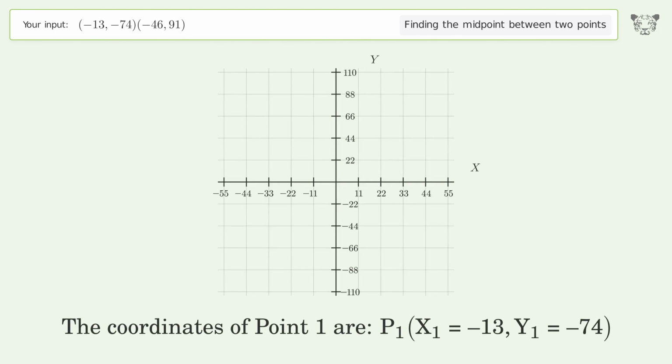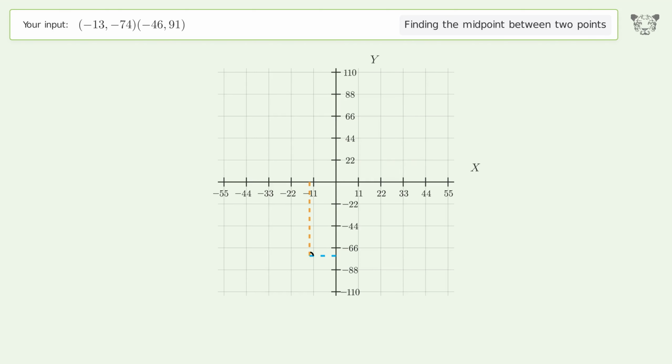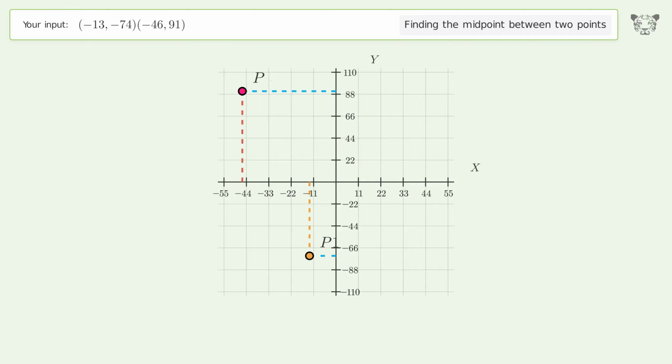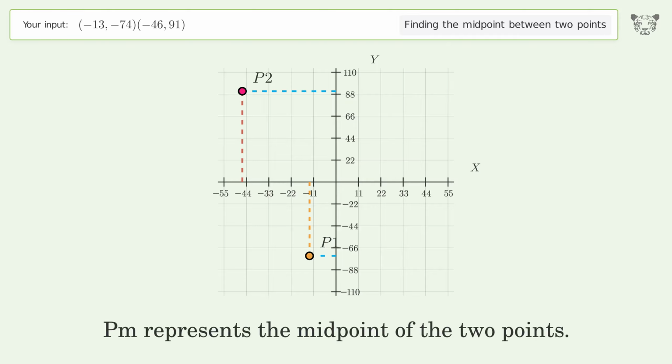The coordinates of point 1 are, x1 equals negative 13, y1 equals negative 74. The coordinates of point 2 are, x2 equals negative 46, y2 equals 91. PM represents the midpoint of the 2 points.